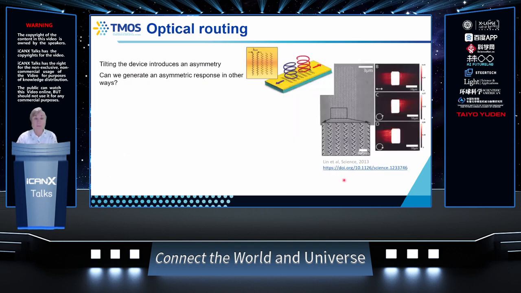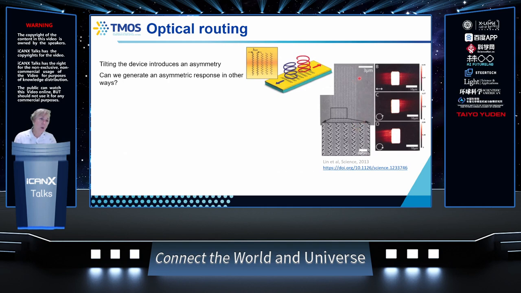Now, the last thing I wanted to talk about was one other example of exploiting an asymmetric optical system. Now, there is a technique called optical or photonic routing that's attracted an enormous amount of interest over the past decade or so. There was a very interesting experiment performed in Federico Capasso's group. The lead author was Zhao Lin.